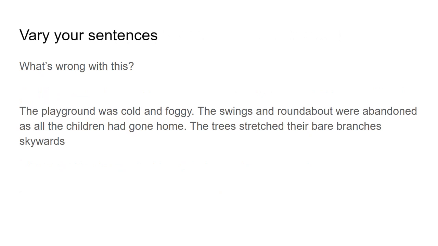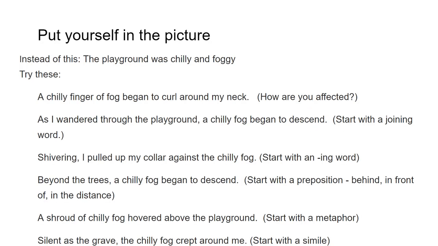Okay, so another thing that happens is you don't vary your sentences very much. So if you look at this, we've got the playground was cold and foggy, the swings and roundabout were abandoned, and all the children had gone home. The trees stretched their bare branches skyward. There's a lot of they all start with the, and they're a similar kind of sentence. You start with an object, the playground was, the swings were, the trees did this. You get marks on the variety of your sentences, so please try and vary them. There's some ideas here of how to do that.